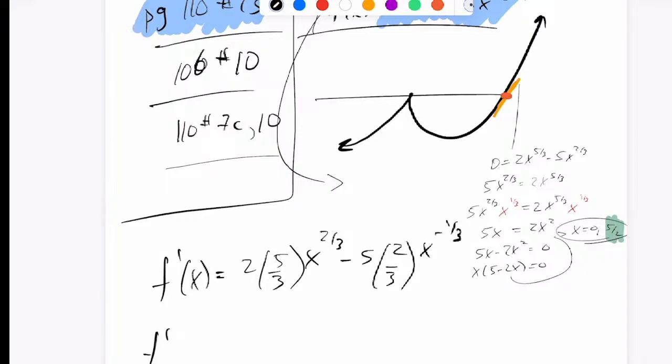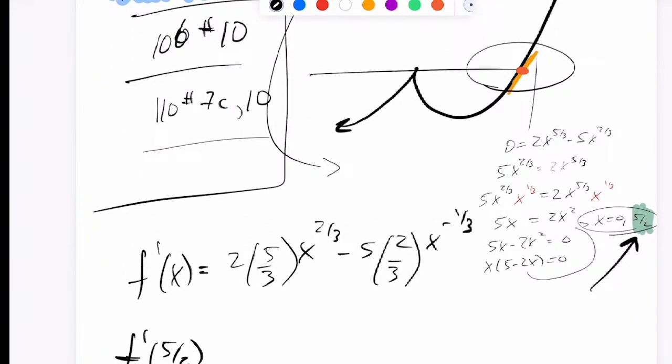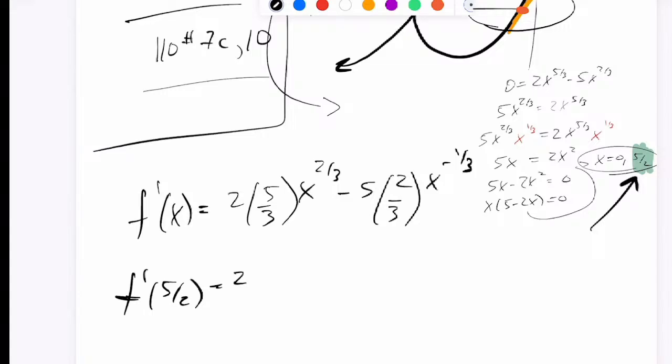So this becomes f prime at x. As we were talking about, I want to find this at the value I found at 5/2. I want to find the slope of the tangent line when I cross the x-axis. We did all this work to find where I do cross the x-axis, so now I can evaluate this at 5/2.